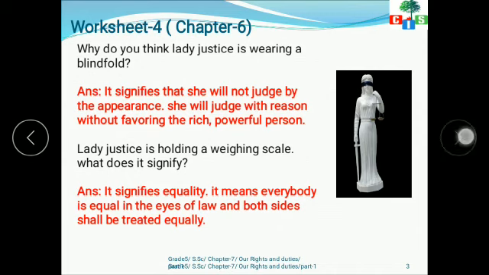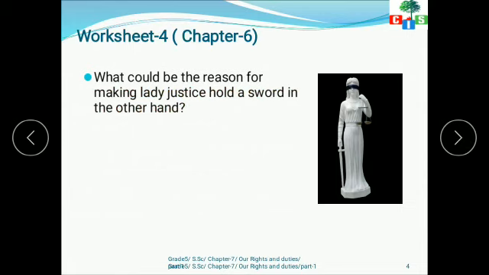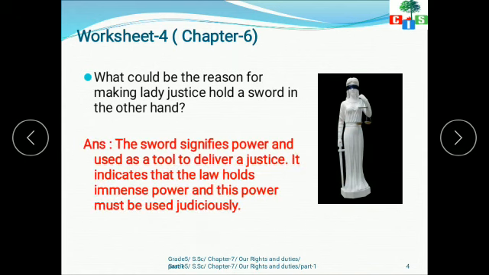Now move to the third question. What could be the reason for making Lady Justice hold a sword in the other hand? Look at this. In the other hand, she has a sword. So what is the reason behind it? The sword signifies power, and it is used as a tool to deliver justice. It indicates that law holds immense power, and this power must be used judiciously, for taking the right decision. That's why in one hand she is holding the sword and in the other hand the weighing scale.